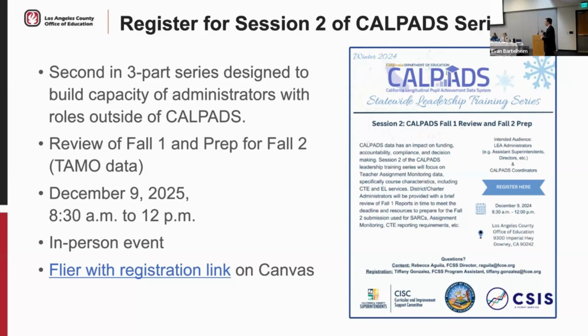We have limited capacity. This one is really specifically around a review of Fall 1 and a prep for Fall 2, which is that teacher data. So if you have an HR person and you've been wondering how we can improve our number of clear people on the TAMO data, let them know about this, bring them to this. So that's coming up. Question?